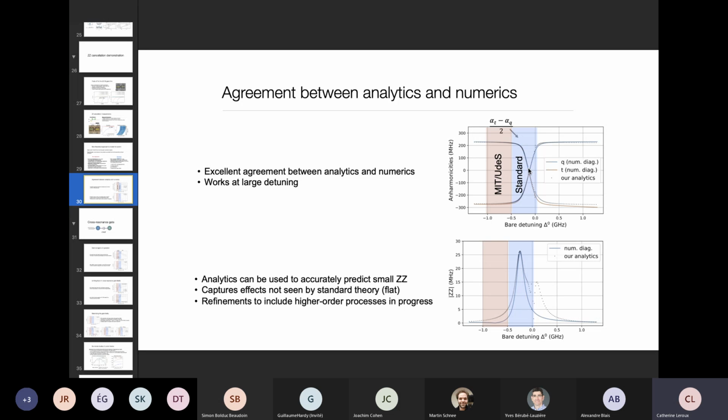Normally, people work in that regime because, as we will see in a bit, the coupling rates, the gate rates are much stronger there. But it's also a regime where there's a strong renormalization of the anharmonicities and the ZZ, and that is because hybridization is strong. We find that there is a regime where we can still have appreciable gate rates, but also a very much suppressed ZZ, and that is this red region.